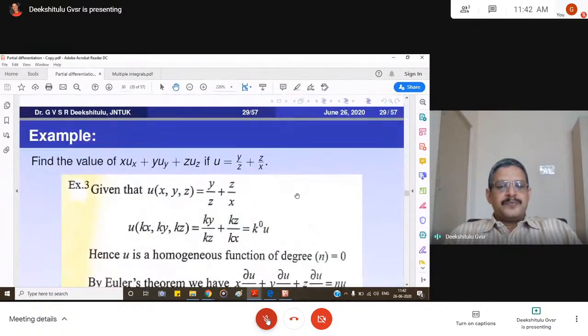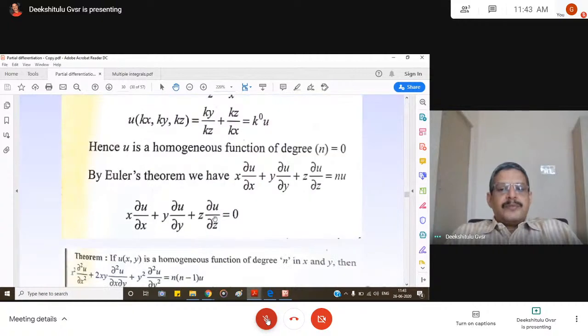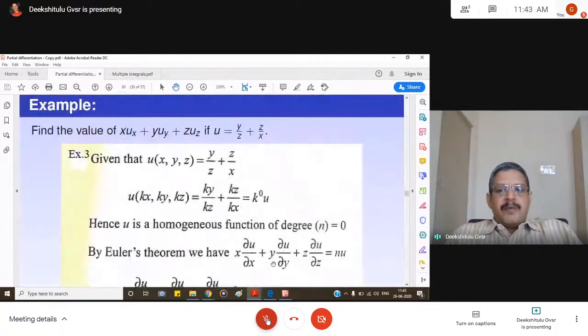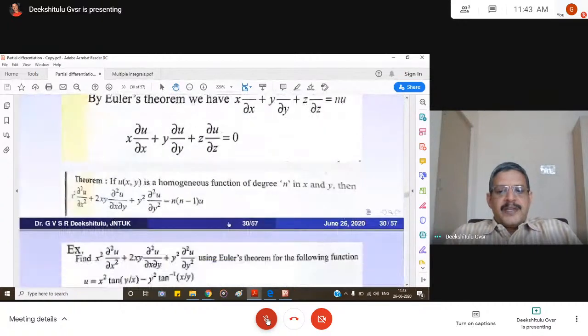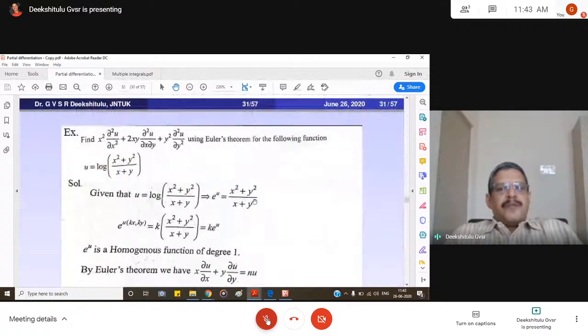So we have one more problem on this Euler's theorem. Here is a function of degree 0. So x ∂u/∂x plus y ∂u/∂y plus z ∂u/∂z becomes 0 into u, which is 0 straight away. It is a direct question. Just looking at the problem, you can say the degree is 0. Some more problems are there here. Please go through, and if you have any doubts, you can ask me, you can put a mail.